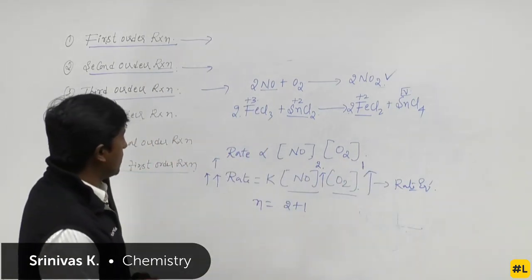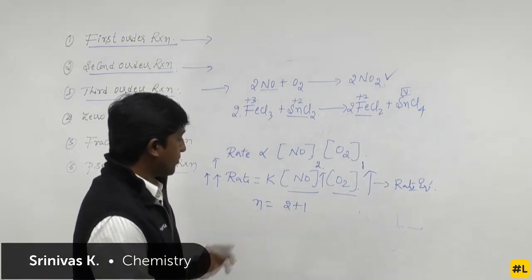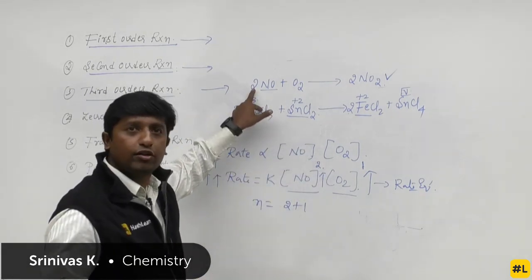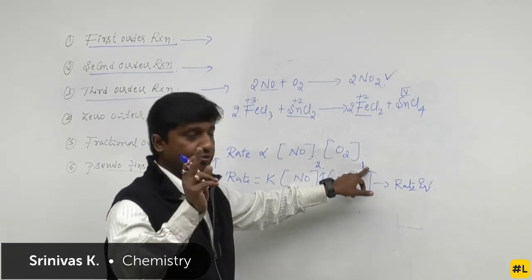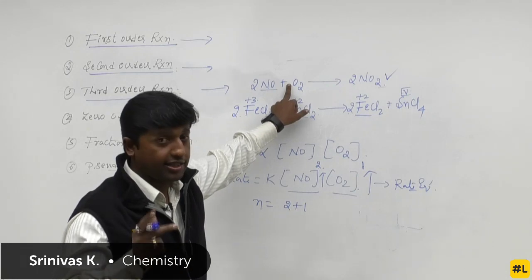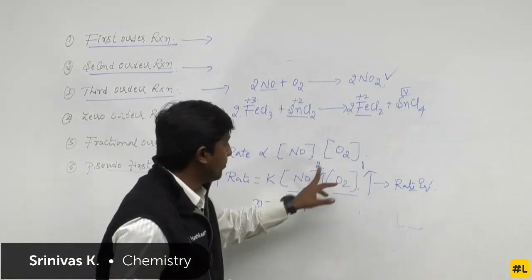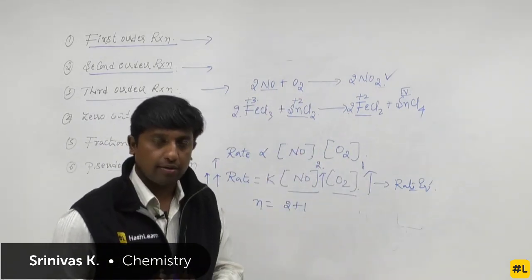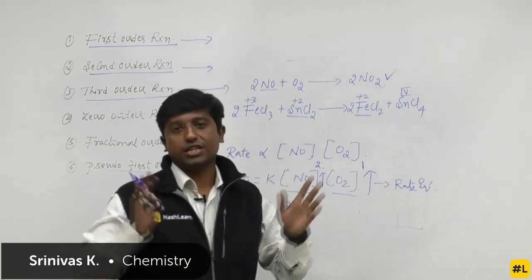You can see that in this particular reaction, the order of the reaction is 3. With respect to nitrogen monoxide, the order is 2. You can see the stoichiometric coefficient is also 2. With respect to oxygen, the order of reaction is 1. The stoichiometric coefficient, nothing is written, so it is to be considered as 1. As I already said, for some reactions the order with respect to a particular reactant matches the stoichiometric coefficient. But stoichiometric coefficient and order are not related to each other.